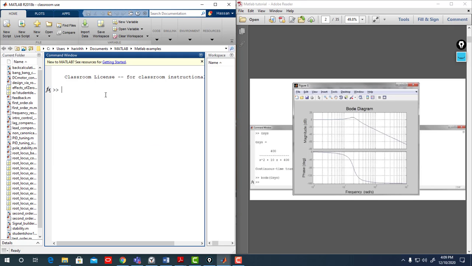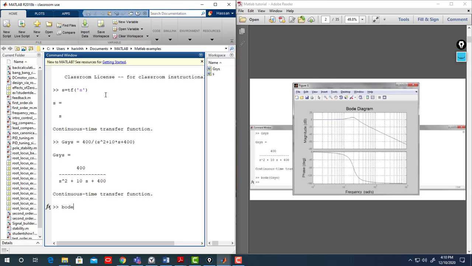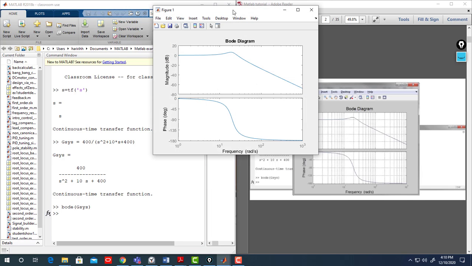Okay, in here I'm defining a function. They call it G system, and it's equal to 400 over s square plus 10s plus 400, of course, and I can simply, as you know, say bode of GSys, and I get my Bode Plot. So busy, the system is busy. And this is your Bode plot.